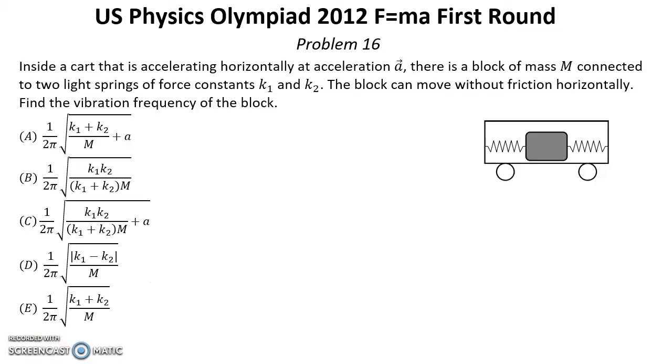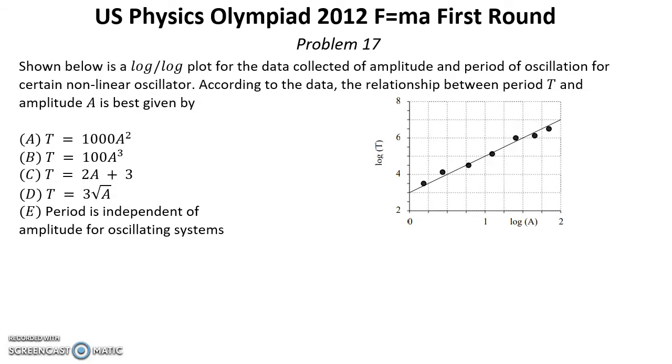Problem number 16. Inside a cart that is accelerating horizontally at acceleration a, there is a block of mass m connected to two light springs of force constants k1 and k2. The block can move without friction horizontally. Find the vibrational frequency of the block. US Physics Olympiad, year 2012. F equal MA, first round.